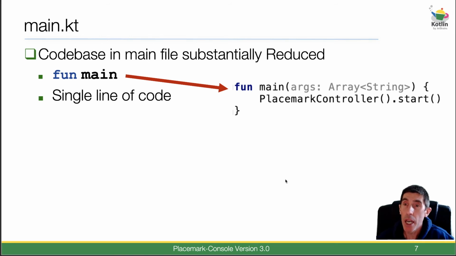So our main has been substantially reduced to one line of code, in fact. Inside our main, where we had all the code and the functions and what have you, we now have a simple call to our placemark controller, and we call the start function, which kicks off the overall application.